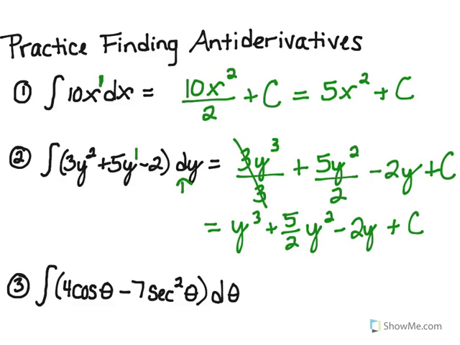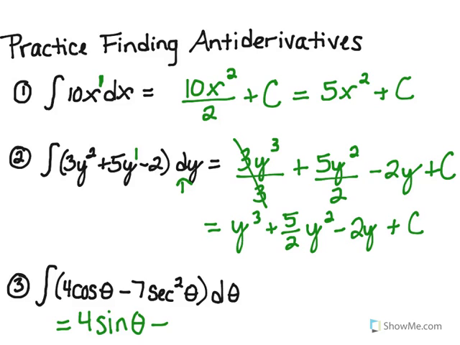Now let's take a look at example 3, which has trig in it. Notice all your variables are theta, and at the end you have d theta, so you have thetas in all of your answers instead of x's or y's. Think about what the antiderivative of cosine theta is. The antiderivative of cosine is sine, so the antiderivative of 4 cosine is 4 sine. So this problem starts off with 4 sine theta.